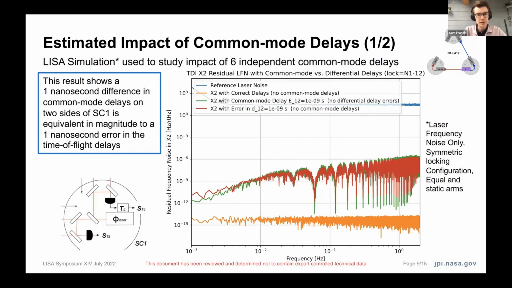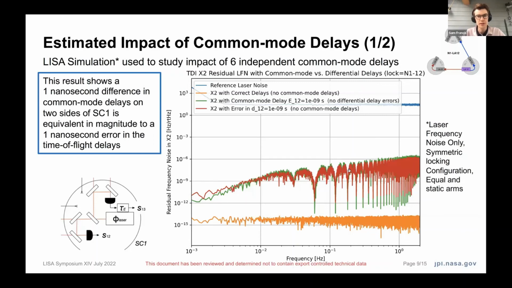What we see here is that when we introduce one of these common mode delays, which is the green curve, here I'm considering a common mode delay of 1 nanosecond that isn't corrected. I'm looking at the residual frequency noise in the Michelson combination. And we see that a 1 nanosecond common mode delay is equivalent in magnitude to a 1 nanosecond error in the estimation of the differential delays or the inter-spacecraft ranging measurement. So that's comparing the red and green, a similar size magnitude.